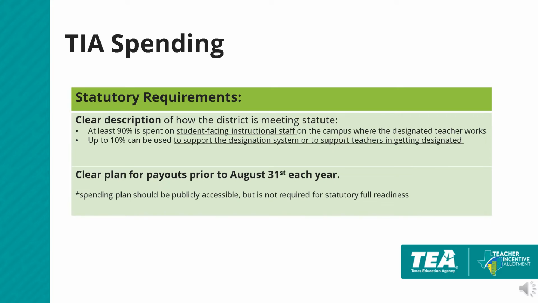Up to 10% can be used in one of two buckets, either to support the designation system or support teachers in getting designated. Note, districts can and do choose to dedicate 100% of generated allotments to teacher compensation. Second, your district must have a clear plan for payout by August 31st of each year.